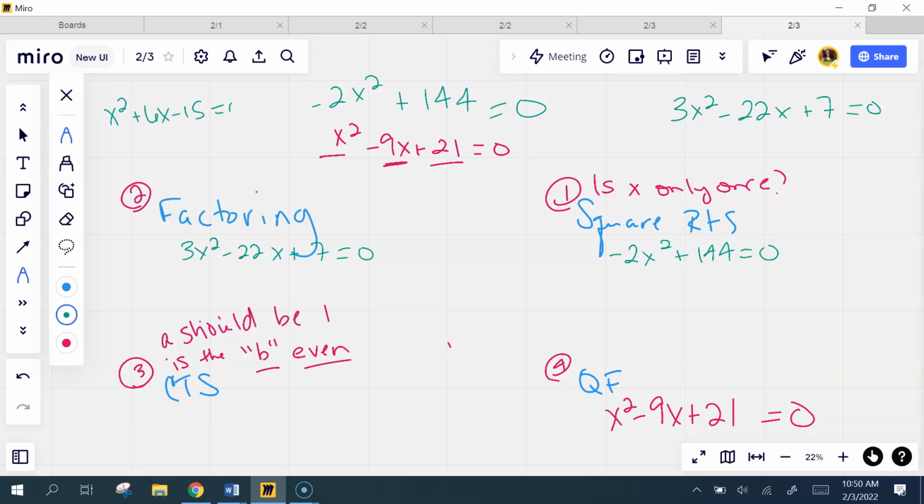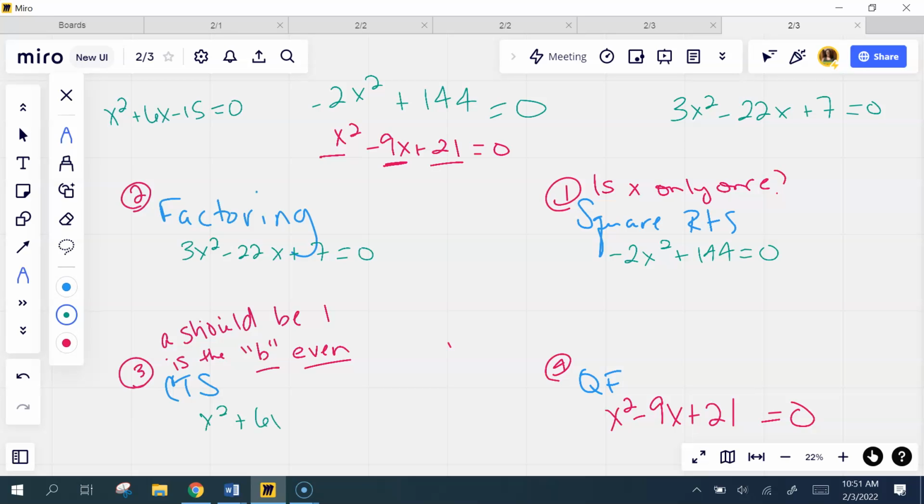I cannot do square roots because there's more than one x. I can't factor because nothing multiplies to negative 15 but adds to 6. Is it a good candidate for completing the square? Yeah, a is 1 and the middle number is even. So I'm going to put that here.